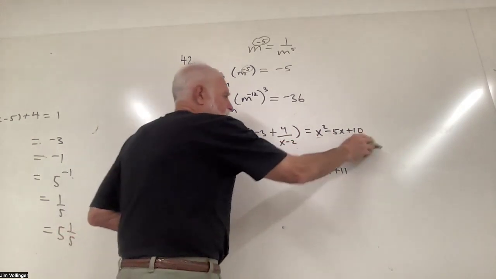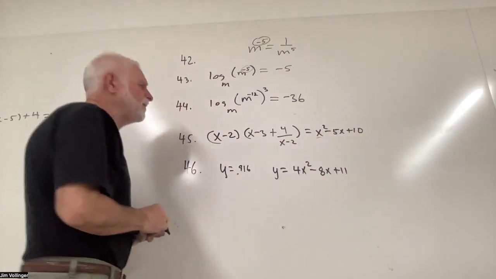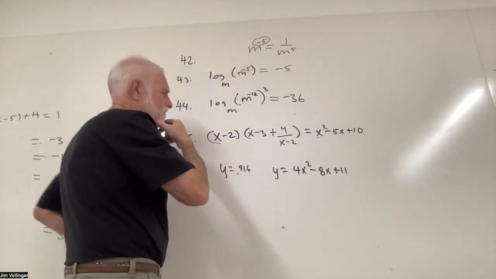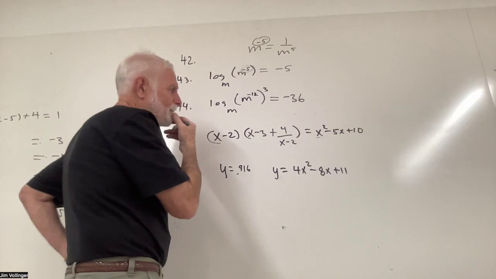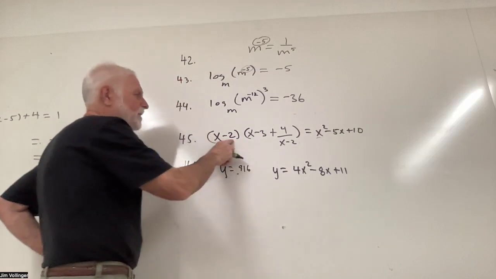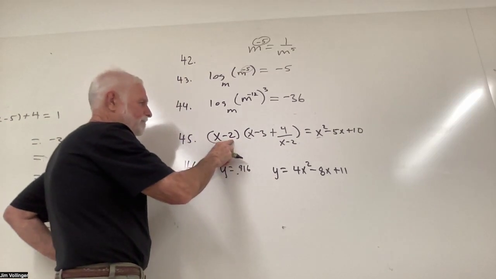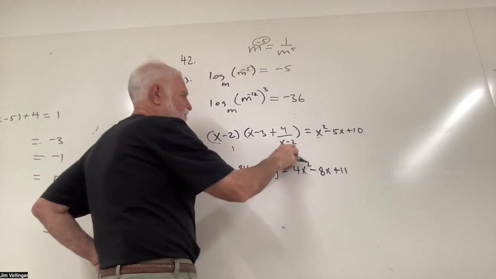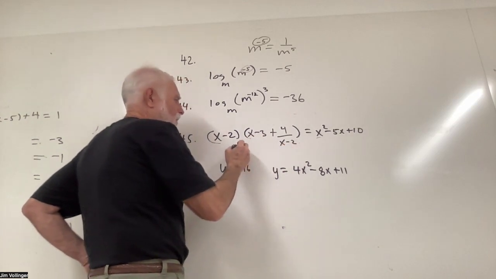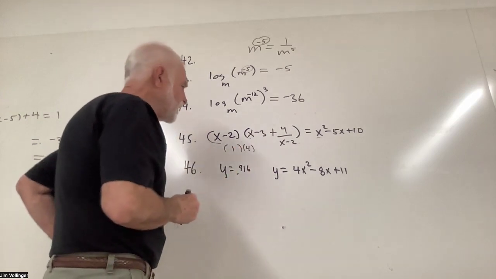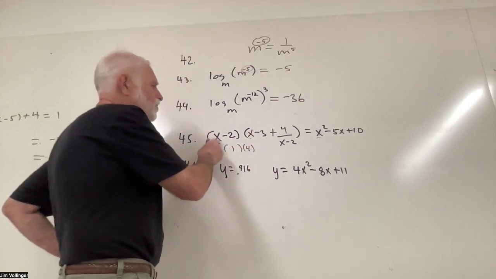Right. Now, let's see if it really works by plugging in a number, a friendly number. I'm going to use 2. Well, it's undefined here, so hang on. Let's use 3. 3 minus 2 is 1. 3 minus 3 is 0. 3 minus 2 is 1. So I get 1 times 4. I get 4. Okay.